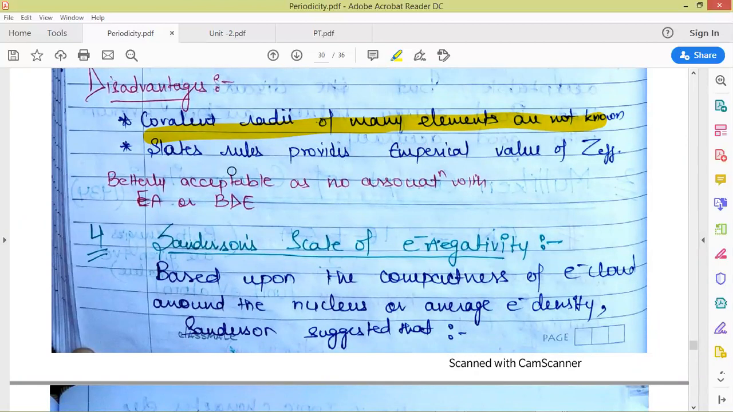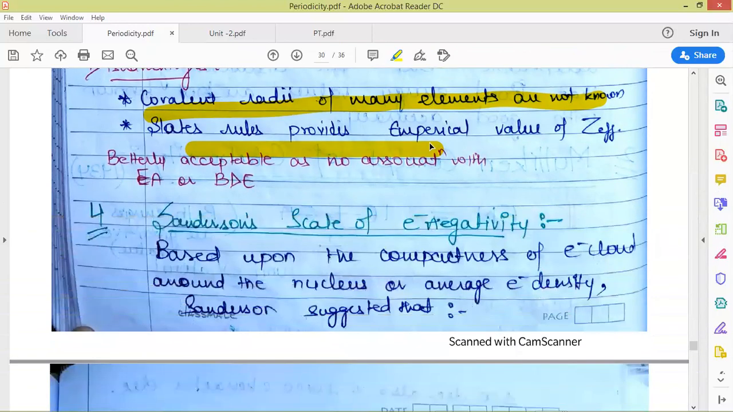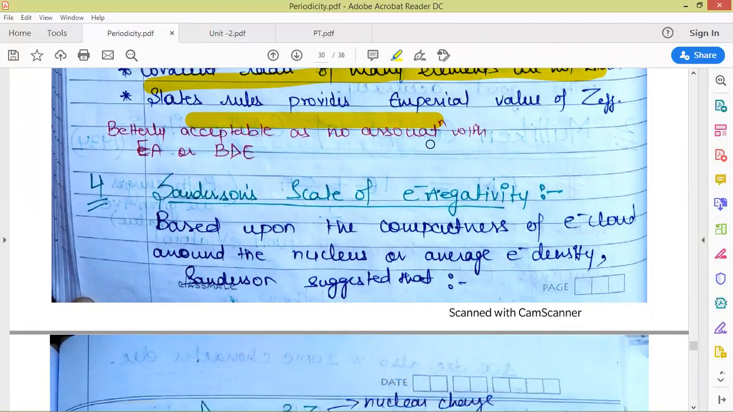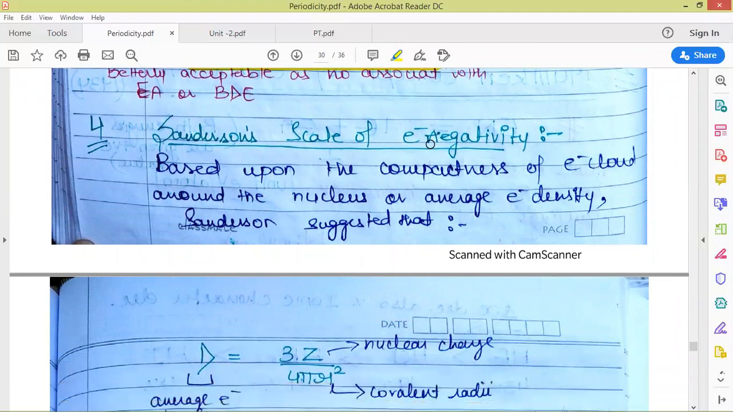We can say this method is better accepted, as no electron affinity and bond dissociation energy are involved, but it has its own limitations, that is radii and effective nuclear charge. So every method which we are discussing here has one or two limitations, but electronegativity values from the Pauling scale are most acceptable out of these.